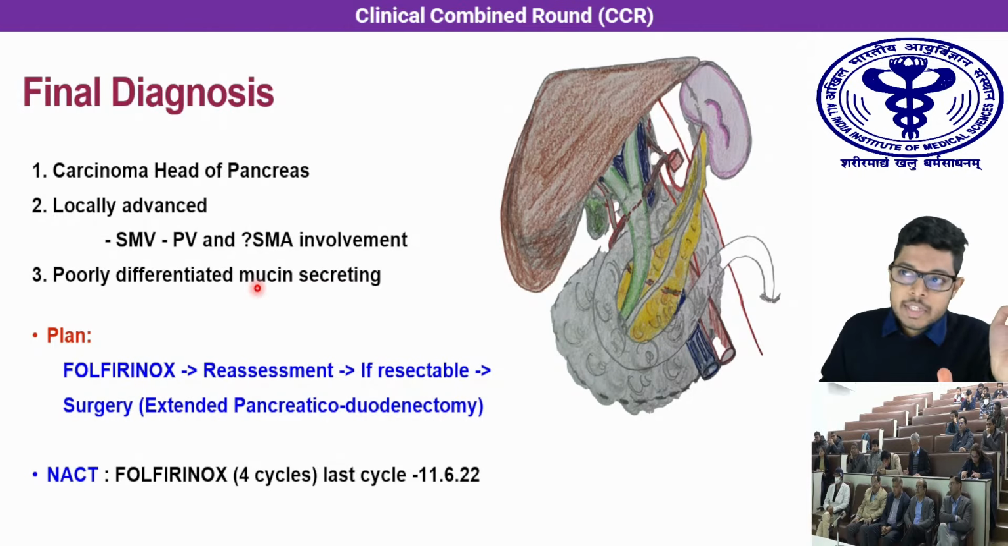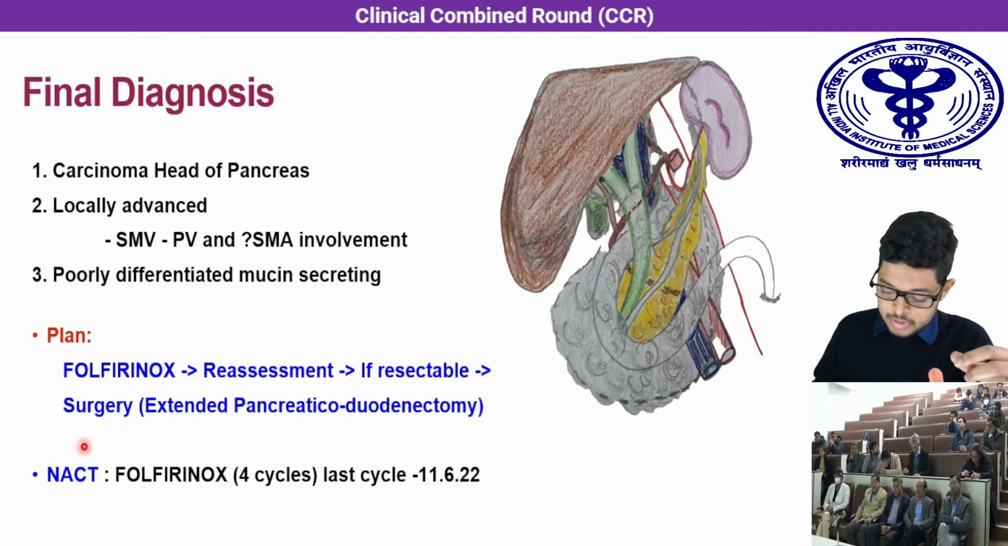If her functional status is good and if the tumor turns out to be resectable, then we will proceed with the surgery in the form of extended pancreaticoduodenectomy. So accordingly, this patient received neoadjuvant chemotherapy, FOLFIRINOX. The last cycle was in June 2022.